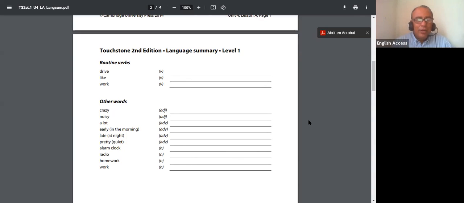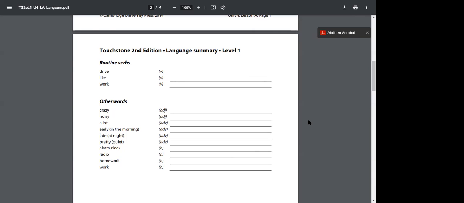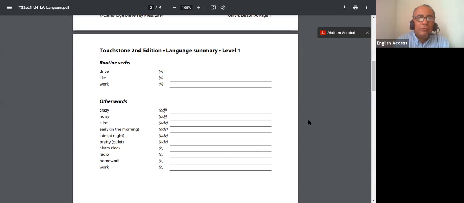Y aquí les dice, por ejemplo, donde dice routine verbs, si ven que dice drive y tiene una V encerrada en dos corchetes, en paréntesis, ¿verdad? Esa V quiere decir que es un verbo, es una acción. Porque hay luego palabras que tienen varias funciones. Pueden ser un verbo, pueden ser un sustantivo.